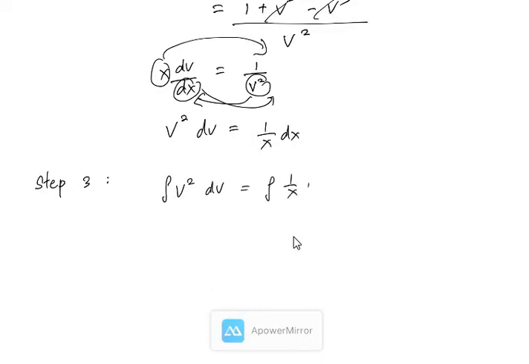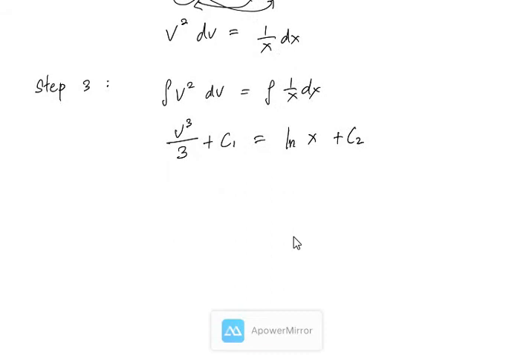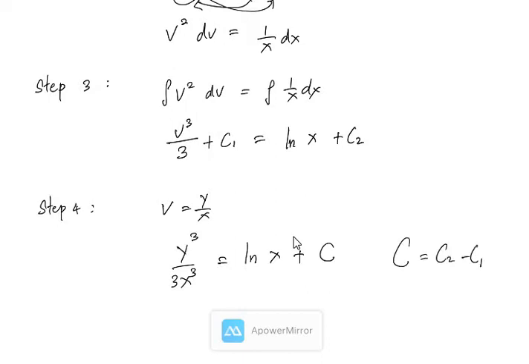So I integrate both sides, and I obtain v to the power of 3 divided by 3 plus c1. Integrate 1 over x, I obtain ln x plus c2. And then step number 4 is I substitute back v equal to y over x. So I obtain (y over x) to the power of 3, divided by 3, equal to ln x plus c, in which c is equal to c2 minus c1. Alright.